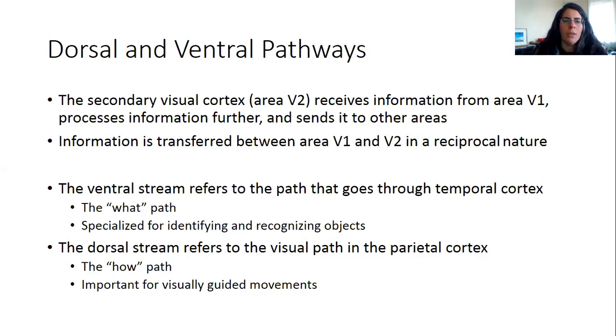There's also this ventral stream, a pathway that goes through the temporal cortex. This pathway is important and specialized for identifying and recognizing objects, so they call it the what pathway. Whereas the dorsal stream, a dorsal pathway going to the parietal cortex, is called the how pathway. It's sometimes referred to as the action pathway, and it's important for visually guided movements.